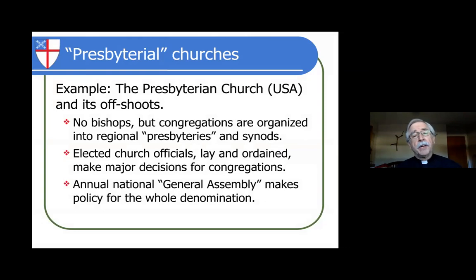And then the Presbyterial churches, particularly the Presbyterian Church, there are no bishops, but congregations are organized into regional presbyteries and larger entities called synods. Each elected church officials, lay and ordained, make the major decisions about the congregation, all right? And they have, analogous to our General Convention, something called the General Assembly, which brings together all the representatives of the synods around the United States to make decisions for the denomination as a whole. Henny, do you want to add anything from your Presbyterian experience?